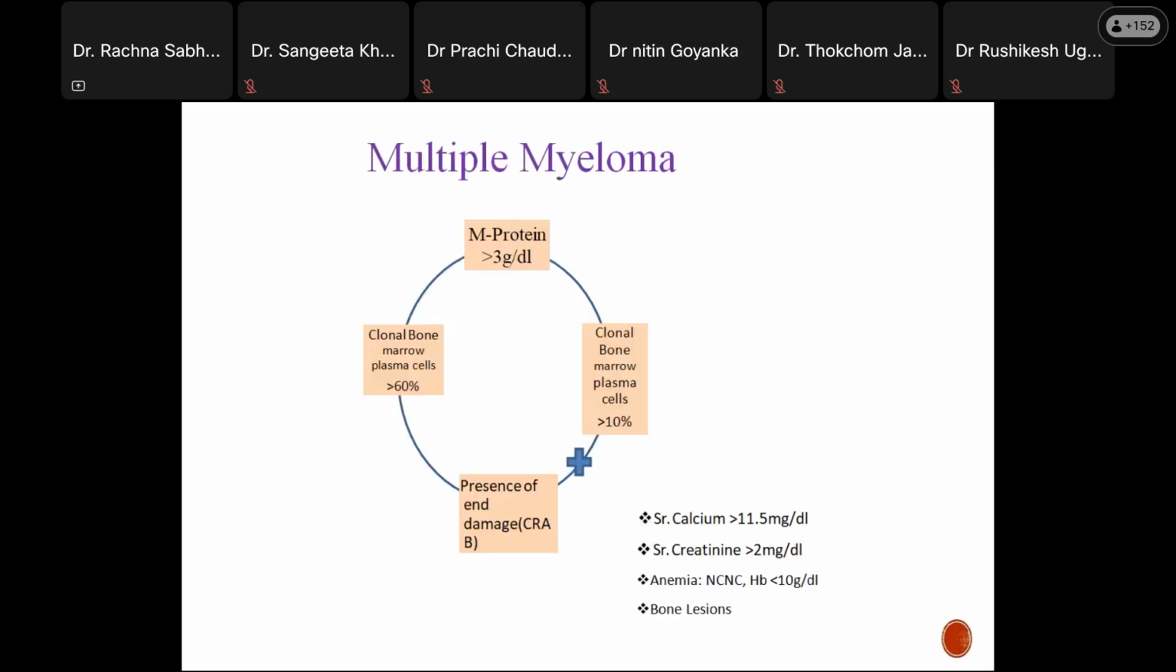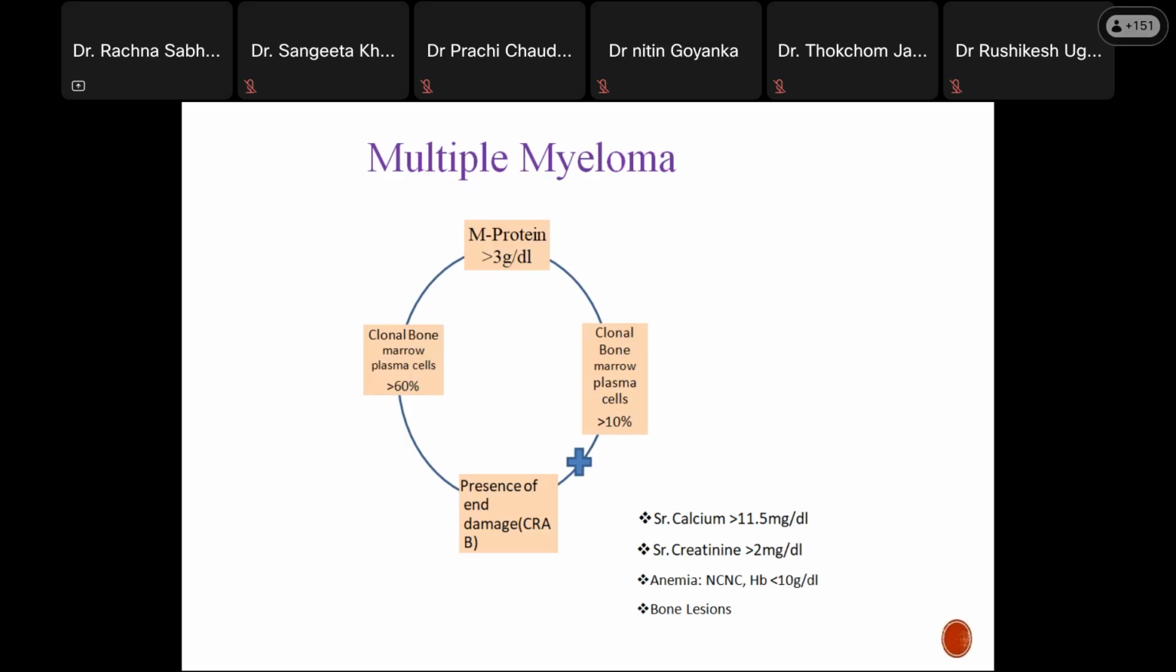Then coming to the very, very important condition, multiple myeloma. So what are the criteria? I've already discussed. If we compare with the previous two conditions, M protein more than 3 gram per deciliter, which is seen in smoldering, but not seen in MGUS. Number 2, clonal bone marrow plasma cells more than 60% and presence of end organ damage, that is, CRAB criteria is present. What is that? Again, we will have a look.